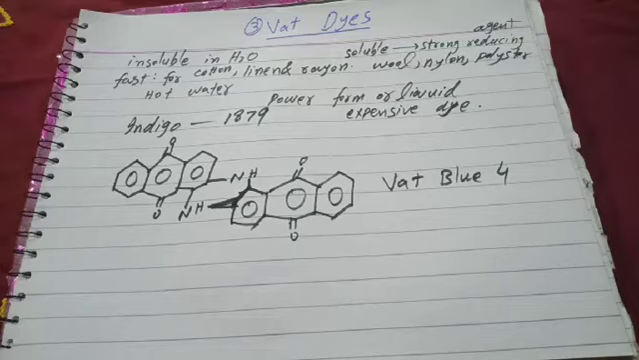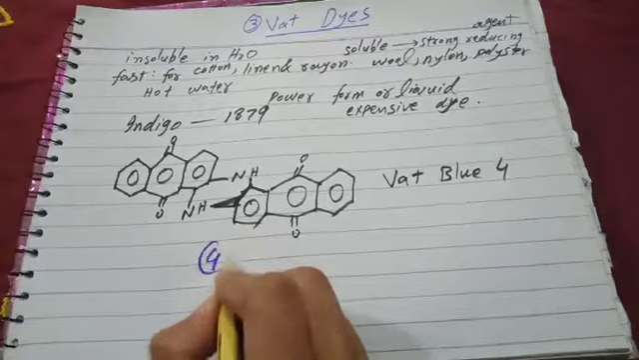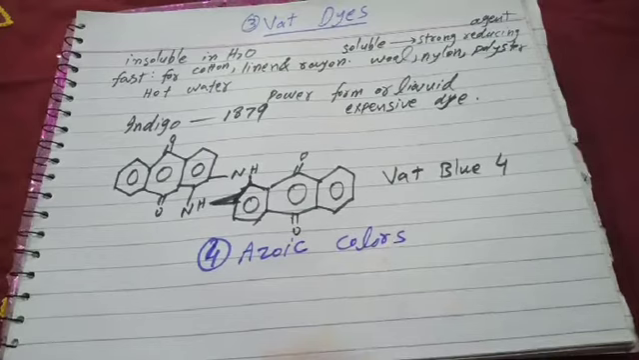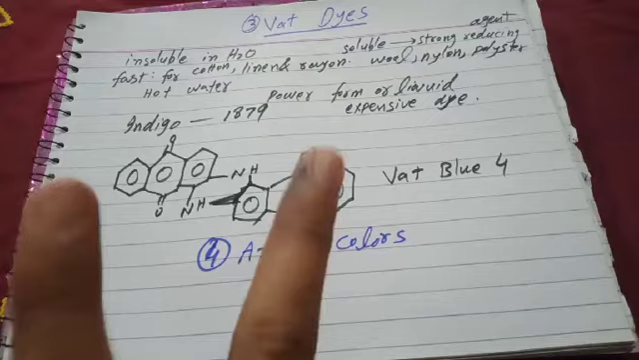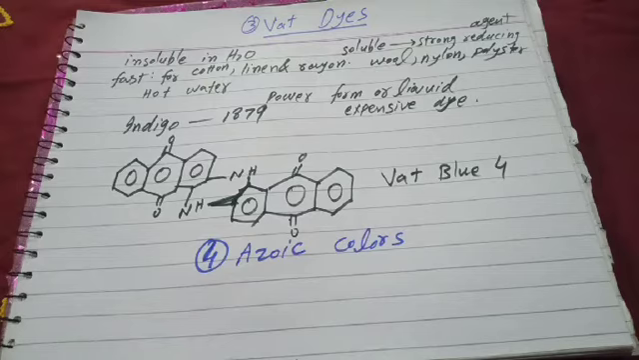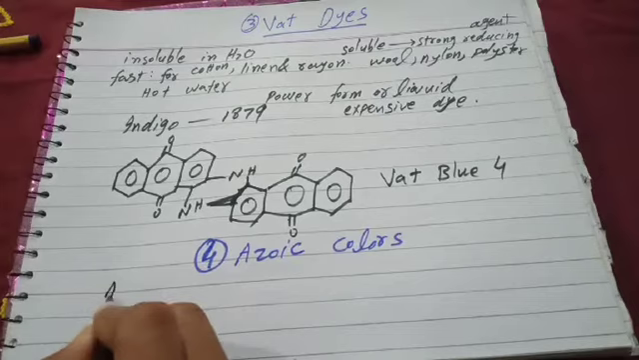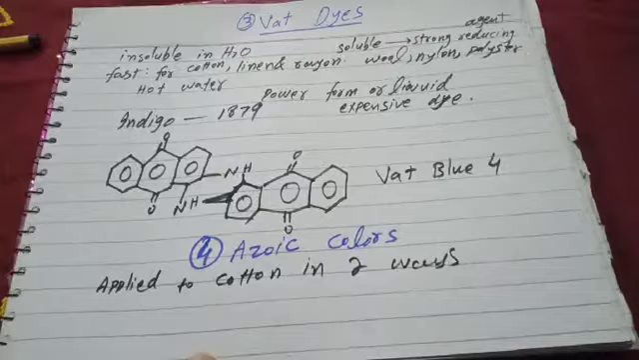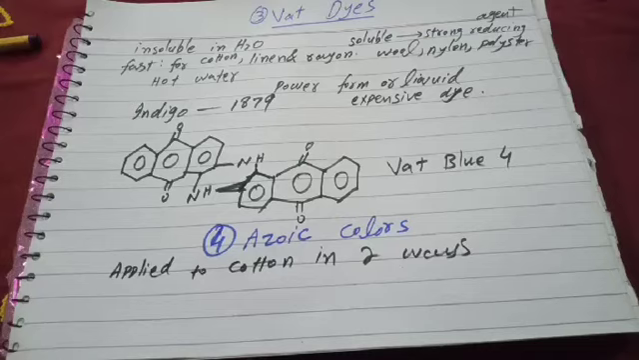Now we discuss type 4, the name is azoic color. The azoic colors are applied to cotton in two stages. Azoic dye is applied to cotton in two ways. Now listen carefully, it's two ways. The first step is treatment of cotton with naphthol.